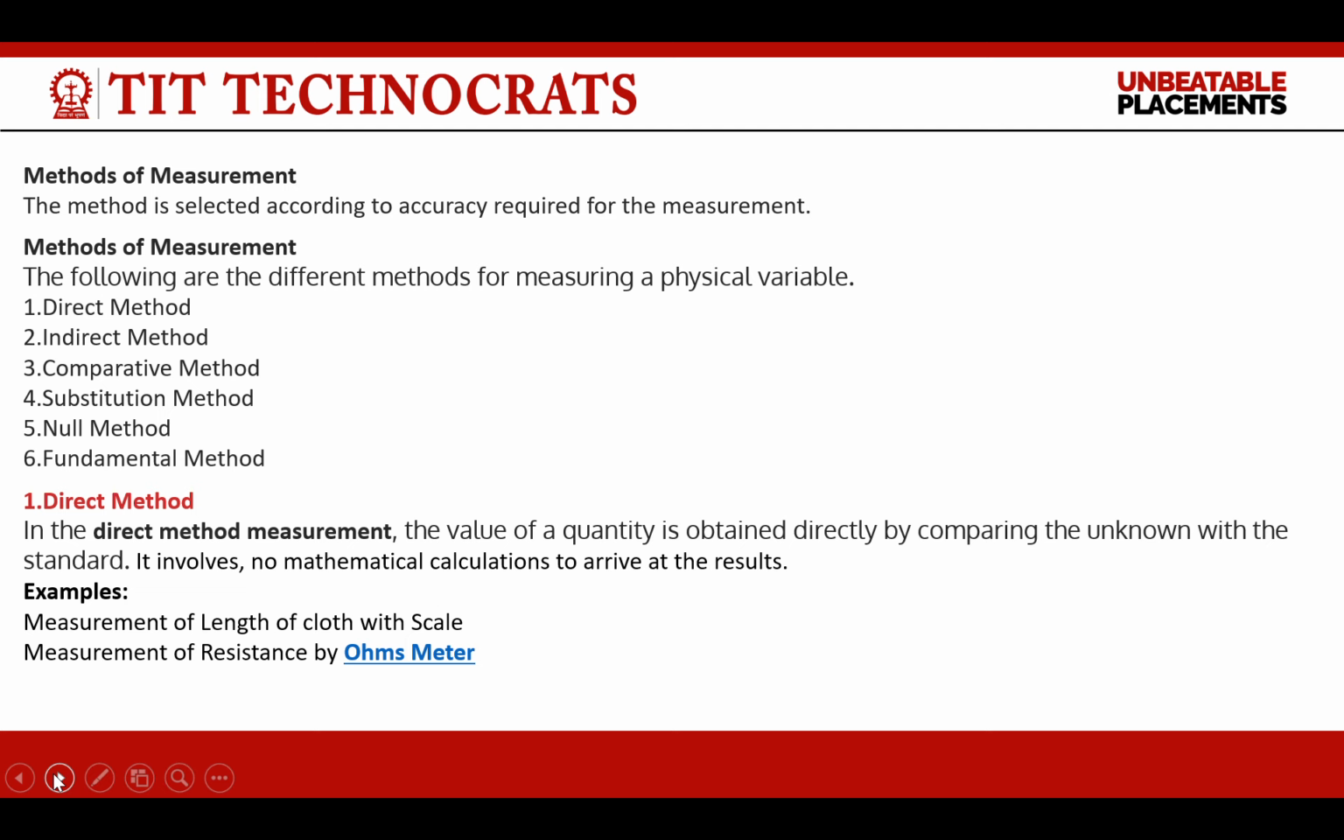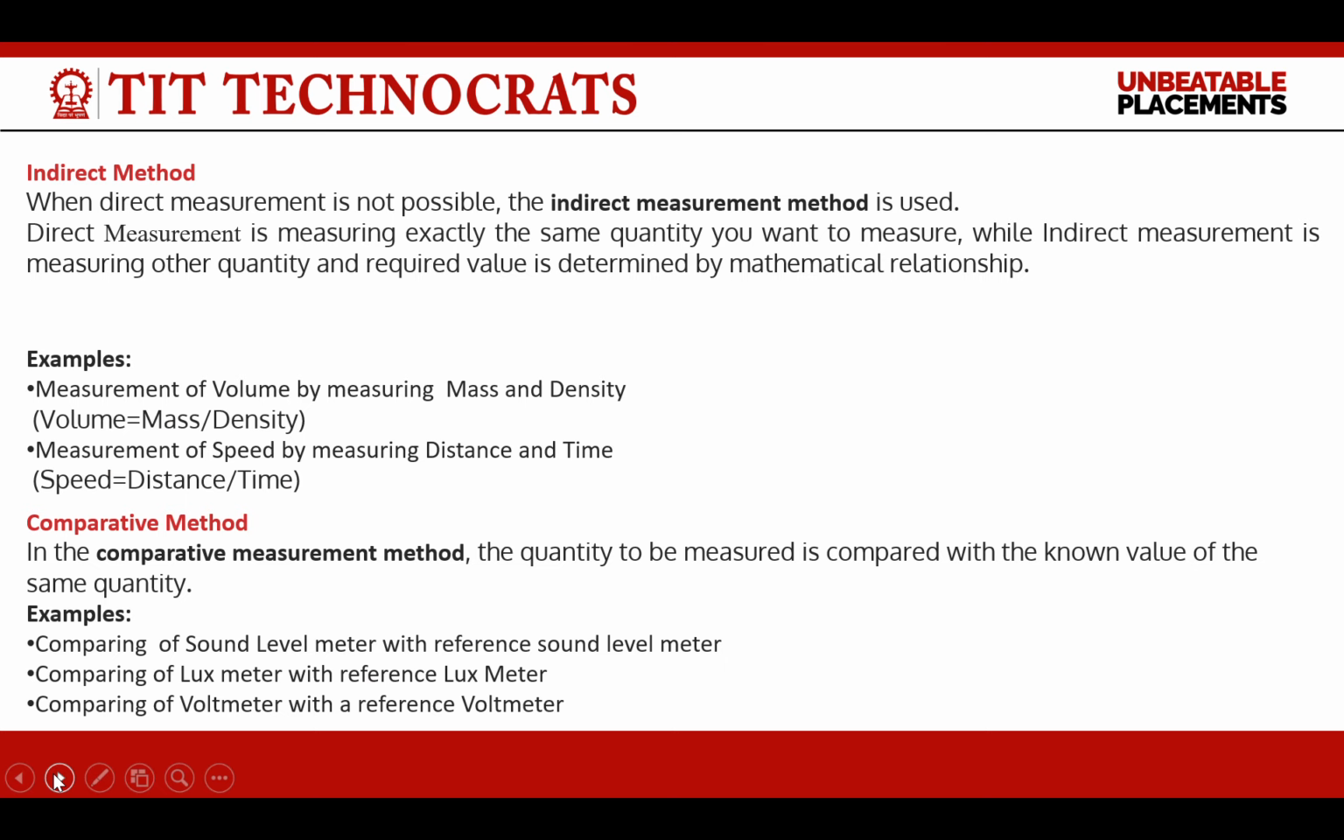Examples: measurement of resistance by an ohmmeter, and measurement of the length of cloth with the help of a scale. Indirect method: when direct measurement is not possible, we can use the indirect method. The direct method measures exactly the same quantity you want to measure, while indirect measurement measures other quantities and the required value is determined by a mathematical relationship. With the help of examples, we can understand: volume equals mass upon density, measurement of volume by measuring the mass and density. Speed equals distance upon time, that is, measurement of speed by measuring distance and time.